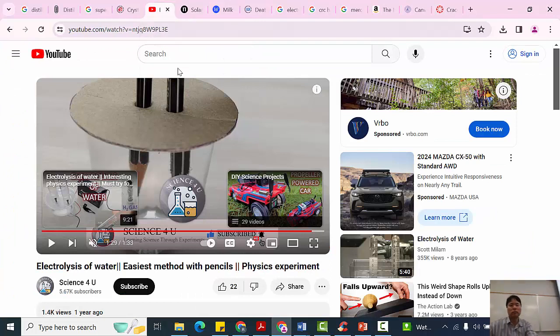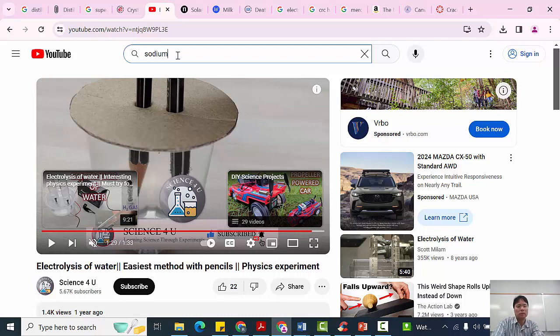Let me show. The alkali metals. What's wrong with this?